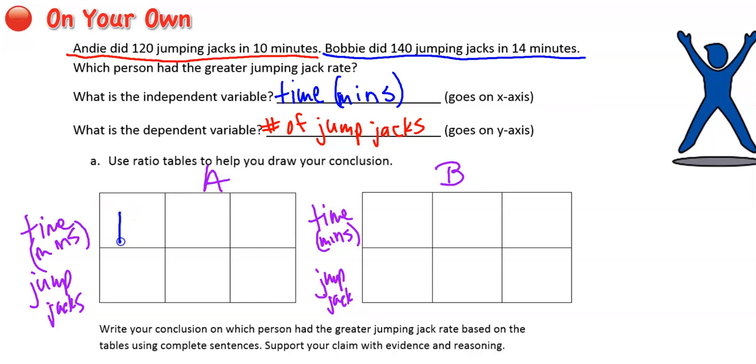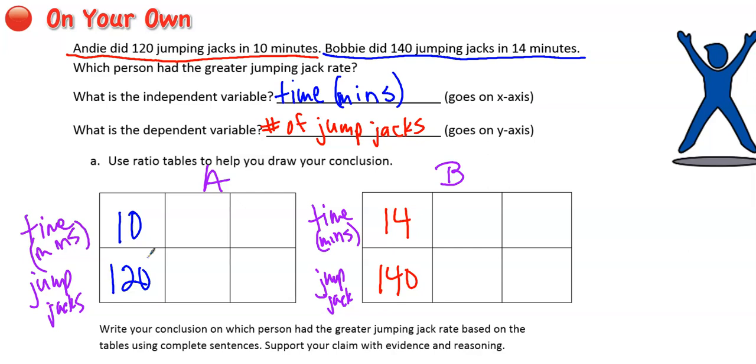So I start with Andy with 10 and, oops, that's not 10 and 2. It was 10 and 120. That was wrong on this one. And Bobby starts with 14 and 140. Okay, so once you have a table, remember that you're looking for a unit rate or something to be in common.